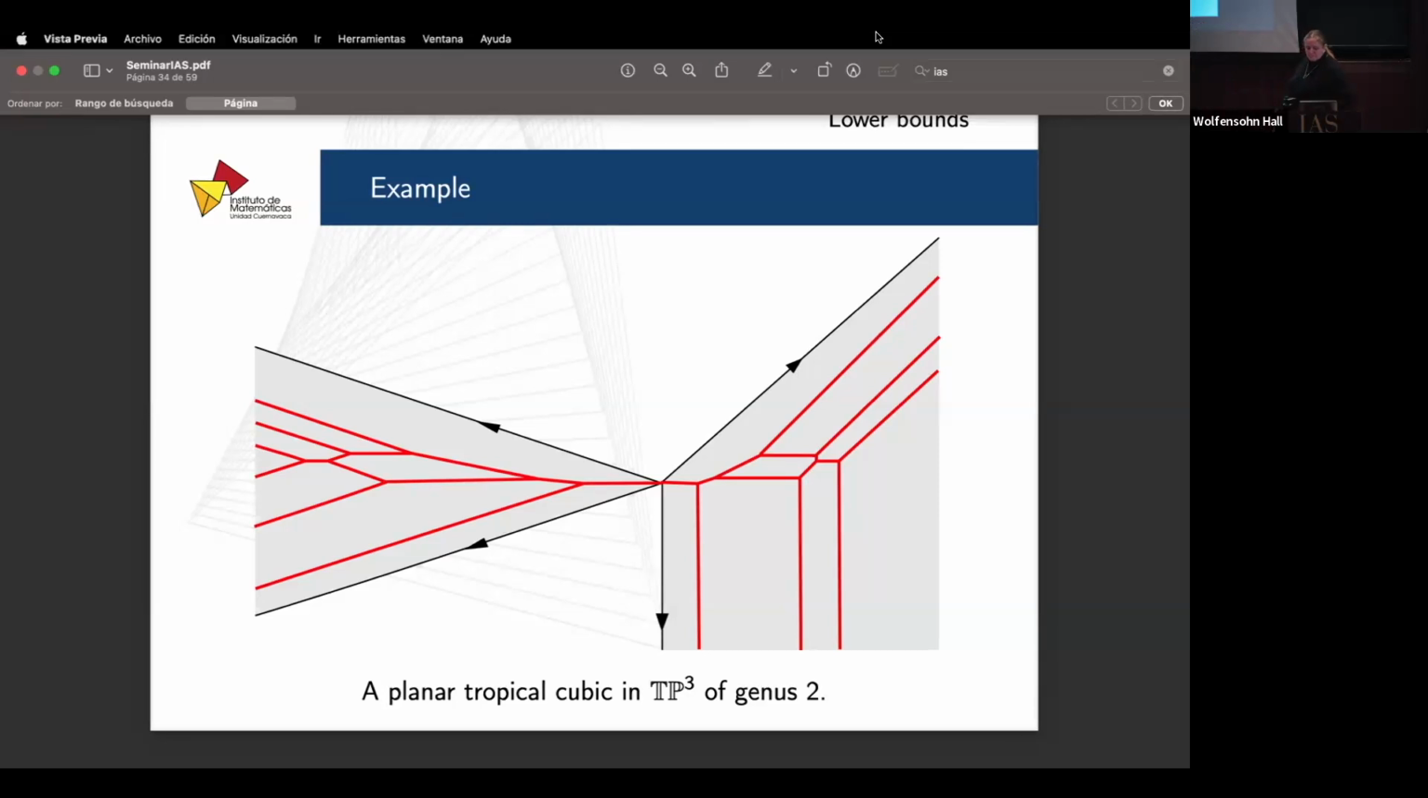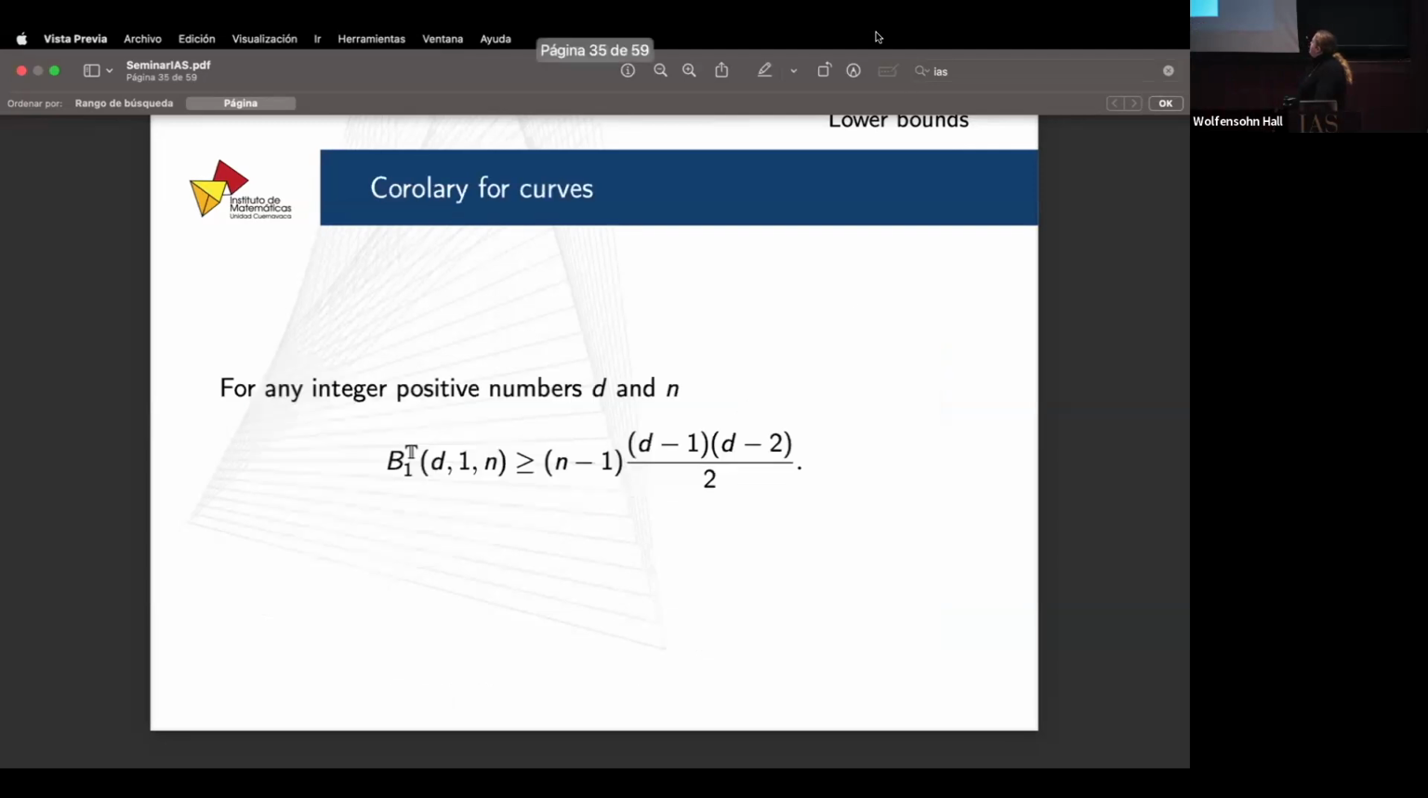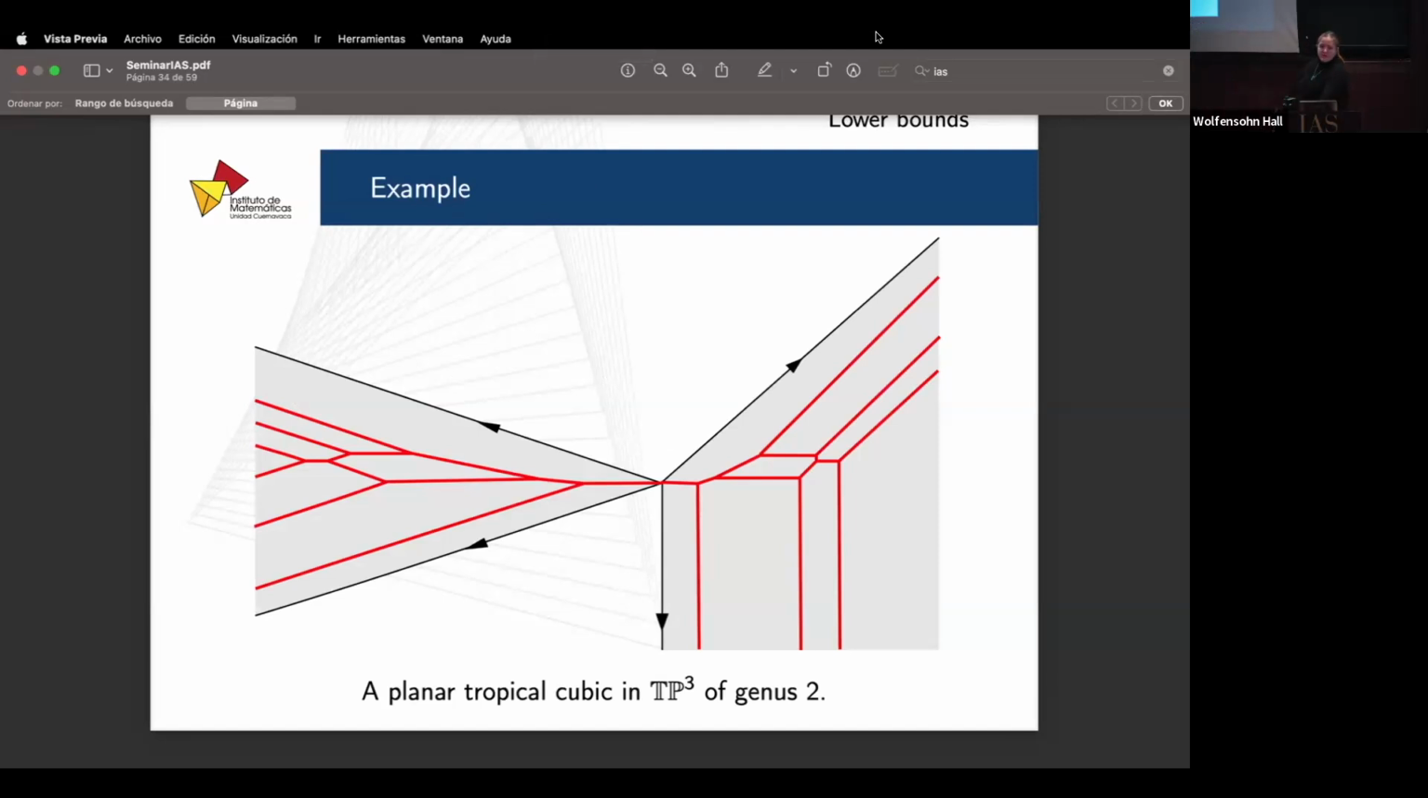Otherwise, I'm sorry, I forgot that in this edge that passes to the vertex, the weight is 3.